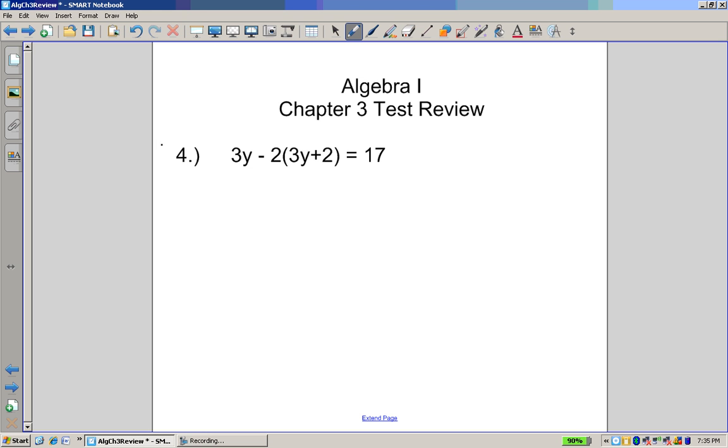Okay, this is a very important one. If you're going through, this is a very tricky problem, very commonly missed. This is the point in the video where you should pause, try it, and then come back.